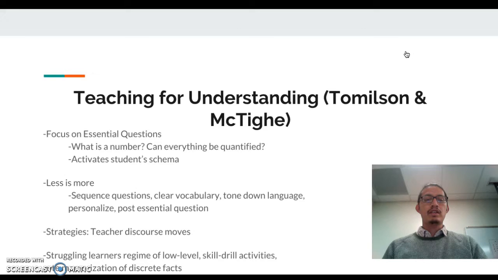And we can do this using our teacher discourse moves, such as revoicing our students' ideas, asking another student to revoice another student's ideas, or sequencing their final product, their math, their thinking, in a way that makes sense for the class to understand the different levels of the class. Tomlinson and McTeague were saying that a lot of times struggling learners are given a regime of low-level skill drill activities and rote memorization of discrete facts, but in reality they should be participating with the whole class with this type of essential questions.